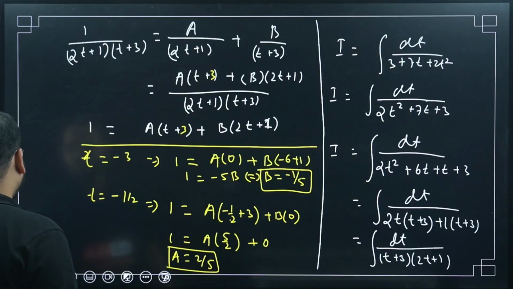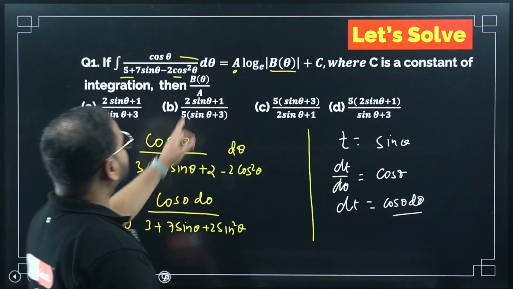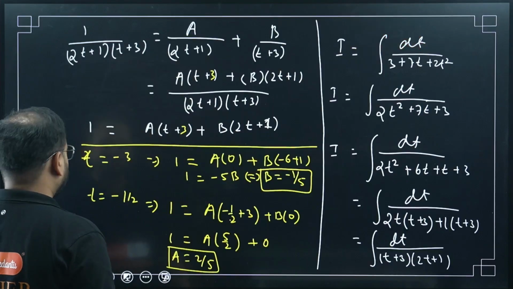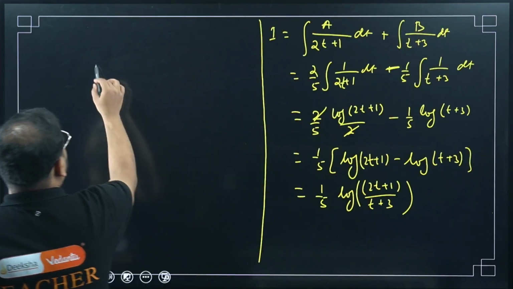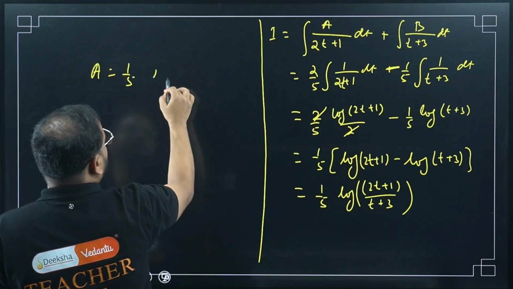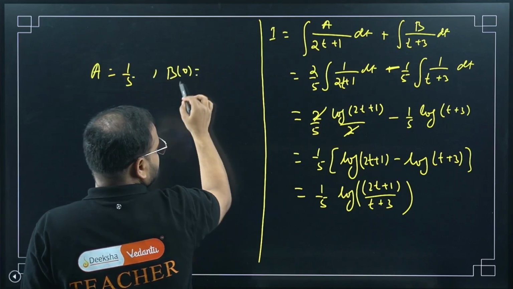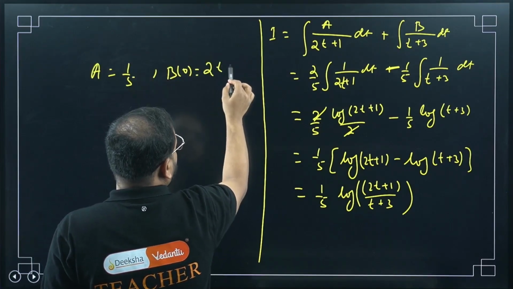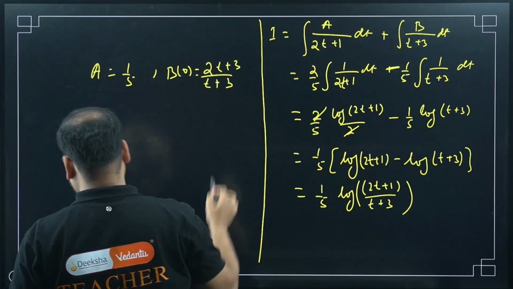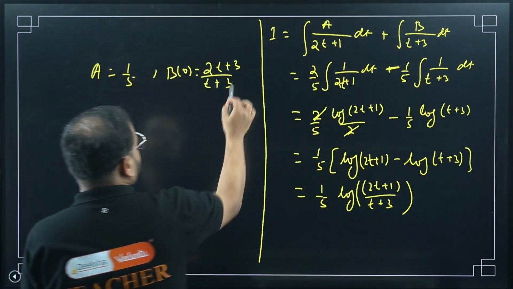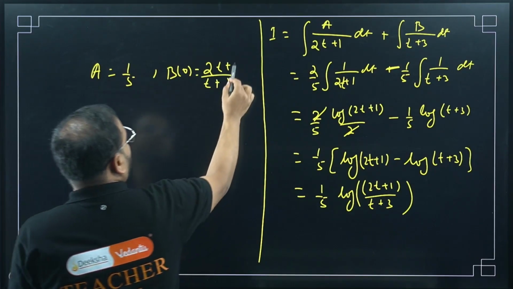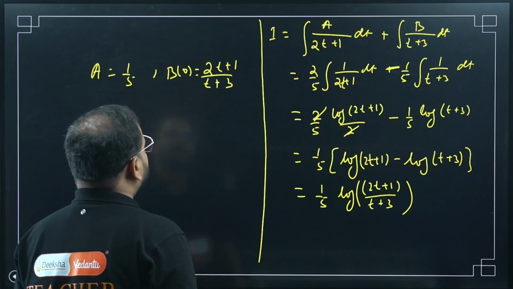Now please check. What are they asking us? They're asking us to find b theta by a. So what is my a value? A value is 1 by 5 actually. My a value over here, if you compare, is 1 by 5. What is my b theta value? Simply this, 2t plus 1 upon t plus 3. Okay.